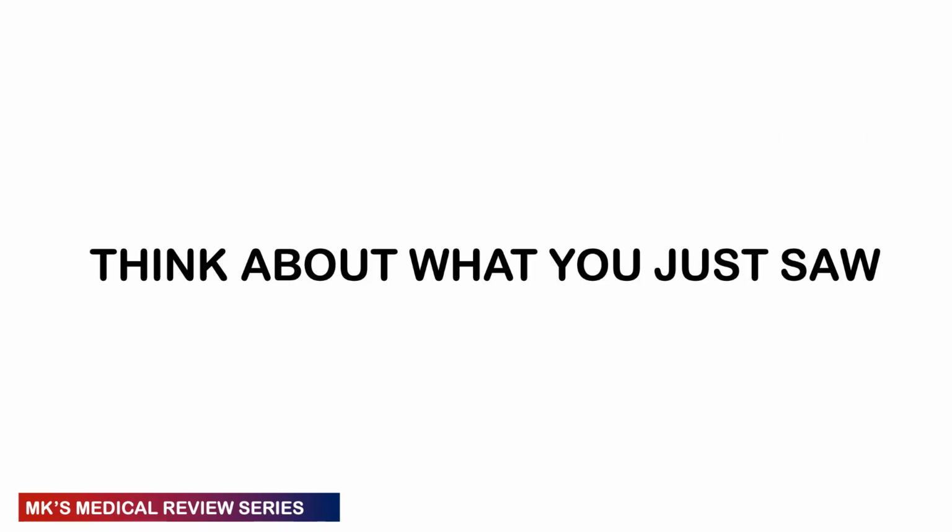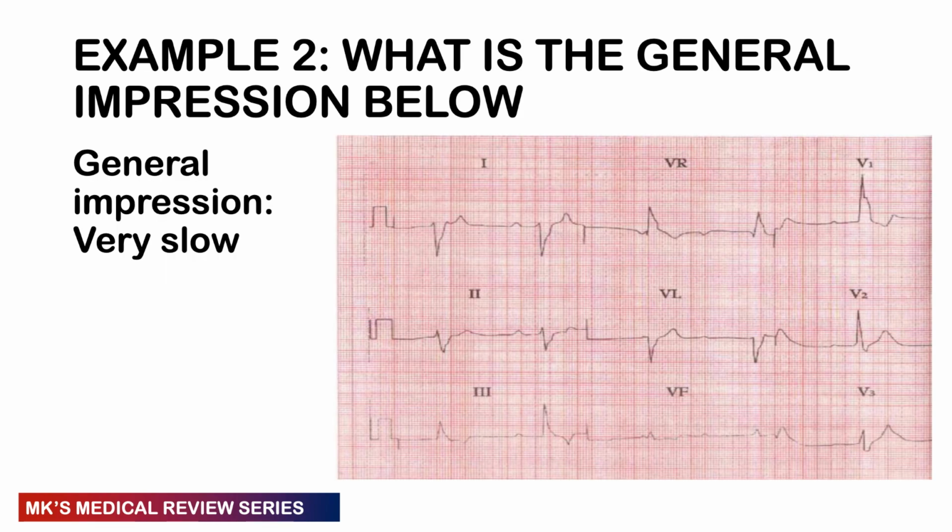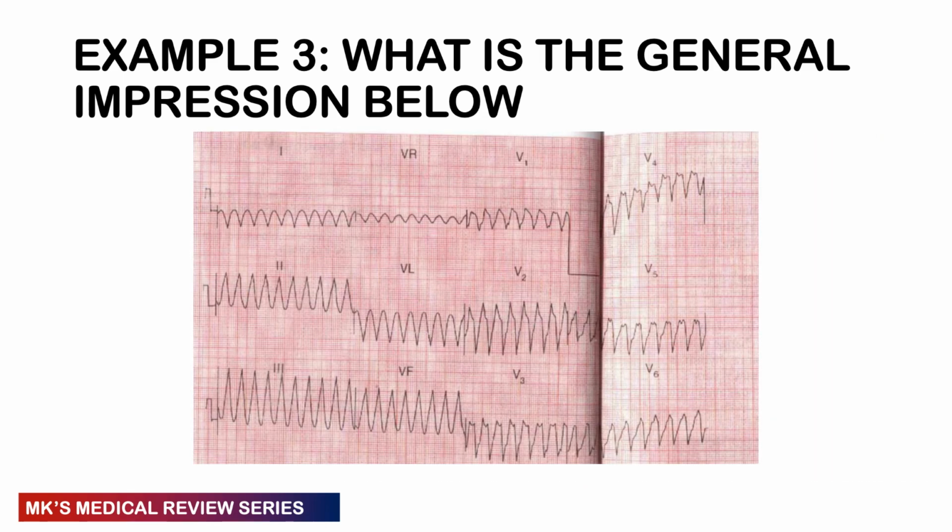Got your answer? Is it a very fast, very slow, or ugly morphology? Think about what you just saw. Okay, so here generally it's very slow. As you can see, the QRS complexes, you can see the shape. They are spaced widely apart from each other. The next one.